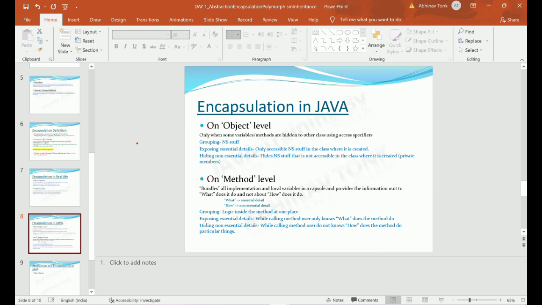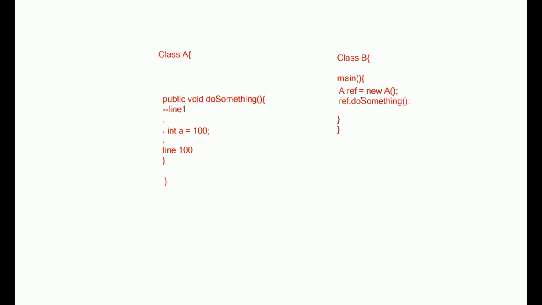Now on the method level, let's say you have created one method, public void do something. Inside this, let's say we have line 1 until line 100, and somewhere in between we have also defined some local variable. So this is a method in, let's say, class A. When you call this method anywhere, maybe in class A or outside class A, let's say there is a class B, inside the main method of class B, how will you call this? You will create the object of class A like this, and you will call ref dot do something, right? So when you are calling this method at this point, do you know how the internal implementation is achieved in this method? No, right?